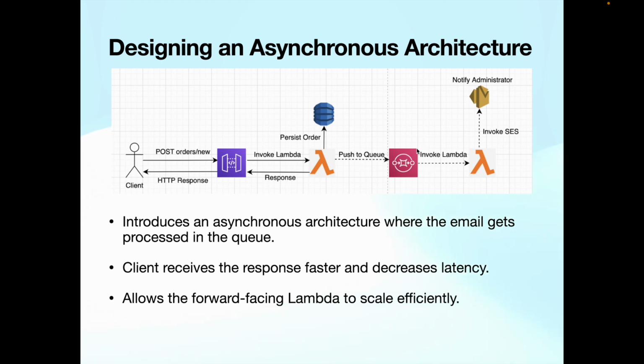Now, this queue will first get the data, and then the AWS Lambda service will poll the queue and invoke the Lambda that is set to be triggered for this queue. After that, this Lambda will receive messages from the queue, process them, and notify the administrator by invoking SES asynchronously. As you can see, this step and this step are completely decoupled. In this way, we are creating a more scalable architecture, and on the other hand, we are also decreasing the latency.